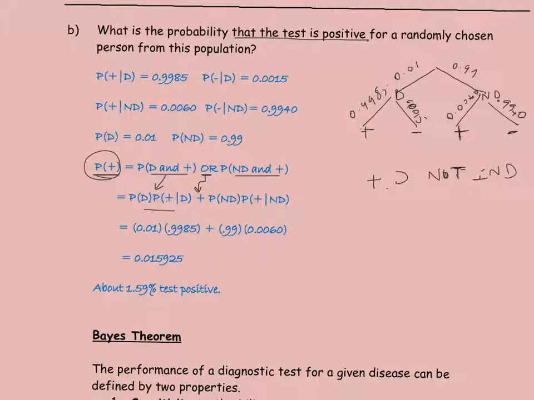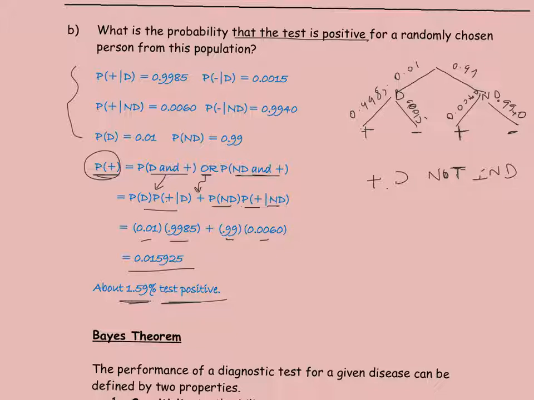Similarly, the probability of no disease and positive is the probability of no disease times the probability of positive under the condition that the person does not have the disease. And then of course we just plug in the numbers that we've already written down in the previous slide, and we get a probability of 0.0159. We change it to a percent, it's 1.59%. That's a 1.59% chance that a person tests positive.